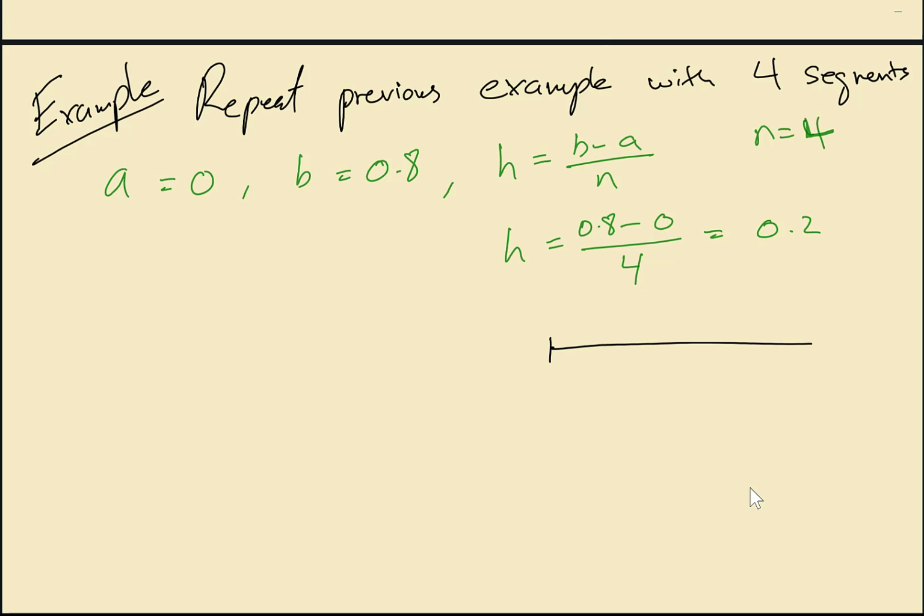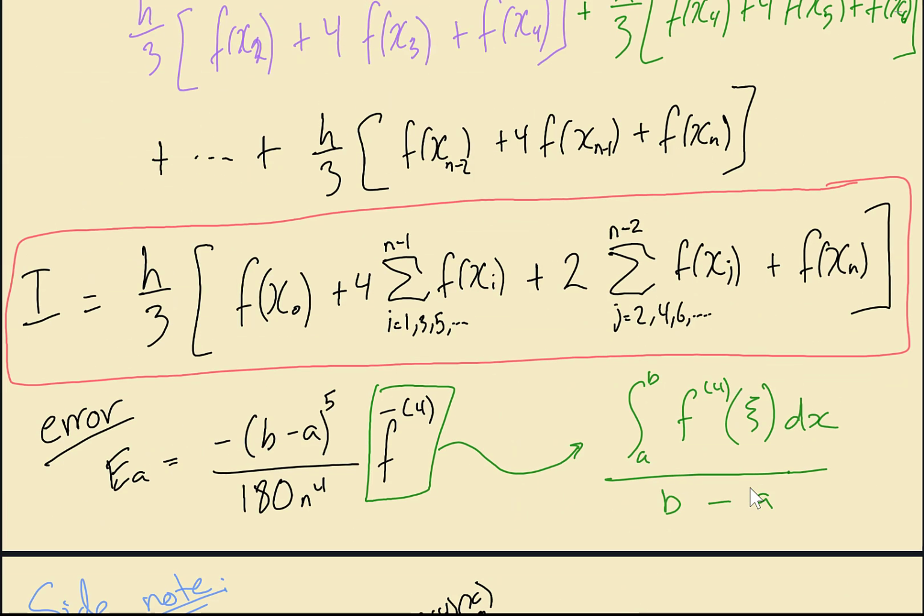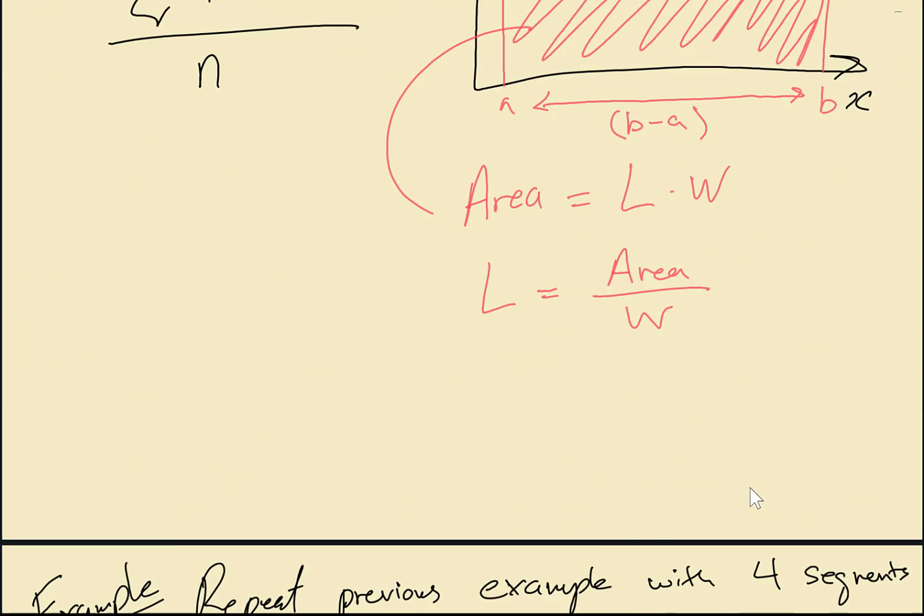So if we want to look at the points that we're going to be using, we can just draw a line and start with the first point. The first point is 0, right? What's the second point going to be? 0.2, right? So we add h. Add h again, we get 0.4. Add h again, we get 0.6. Add h again, we get 0.8. So these would be our x0, x1, x2, x3, x4. So when we look at the equation, now we can evaluate which one's odd, which one's even, and know where to plug it in.